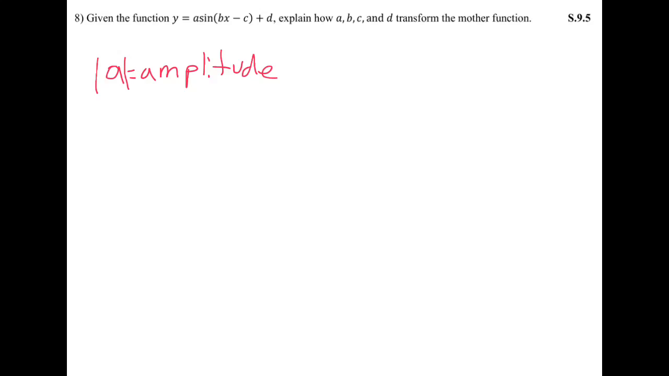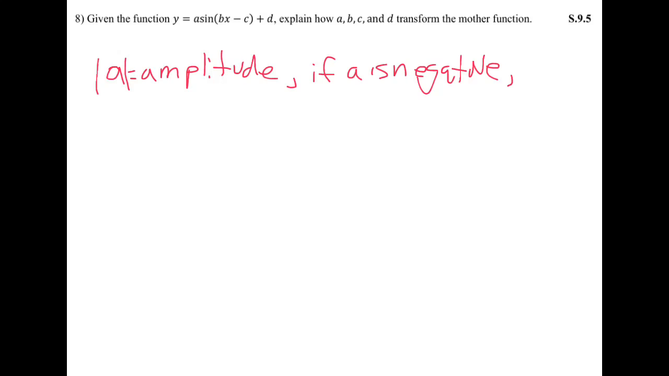So A is your amplitude. It's determining how far your graph goes up and down. So if A is a positive number, then everything is normal. But if A is negative, then it will flip it across the x-axis. Okay, then. Well, what about B?